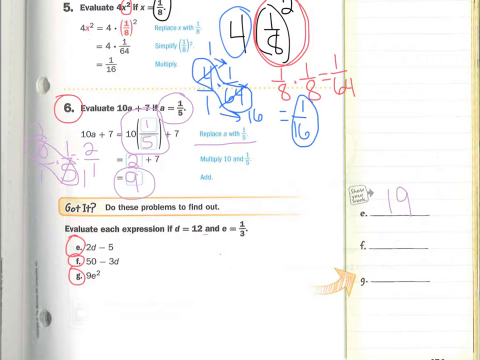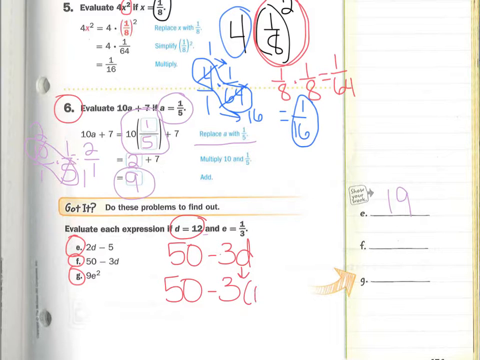Okay, let's take a look at letter F now. This says 50 minus 3d. Again, d is going to be equal to 12. So we're going to do 50 minus 3, and where we see the d, we substitute in the number 12. We get 50 minus 3 times 12. Remember, order of operations, we have to multiply first. So 12 times 3 is going to be 36. And then 50 minus 36 is going to be equal to 14. Again, you can go ahead and write that vertically to show your work if that's harder for you to do in your head. Okay, so for F, you should have gotten 14.